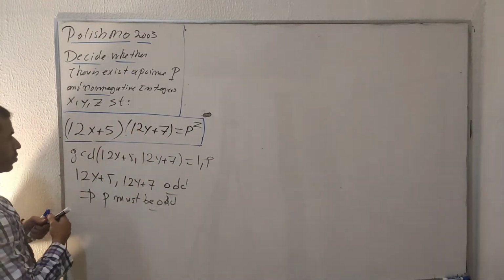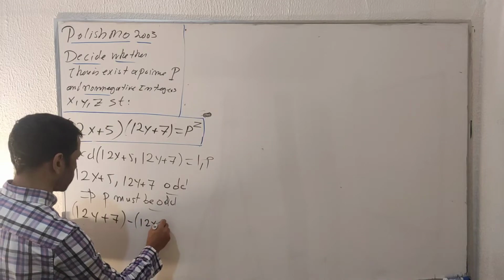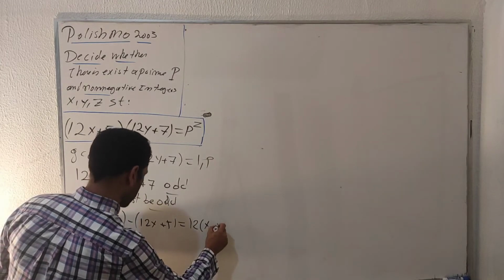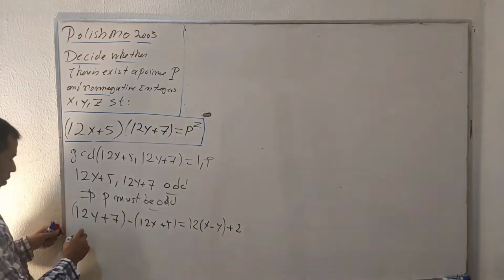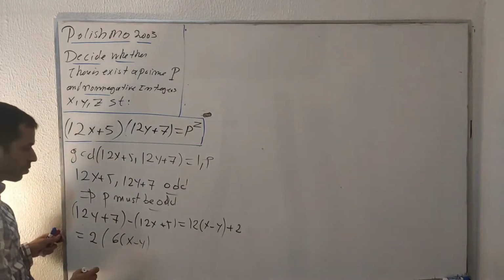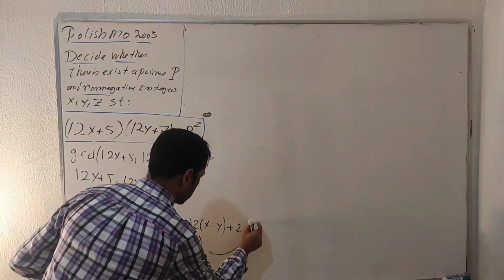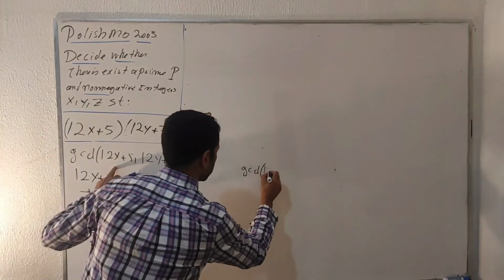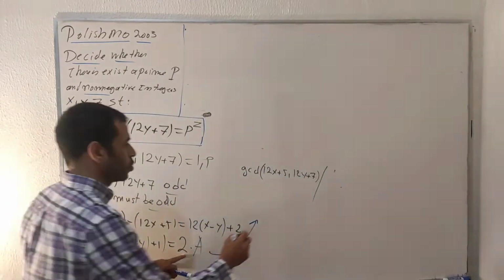Since we have a linear combination between these two terms, I take 12y plus 7 minus 12x plus 5. So I get 12 multiplied by (y minus x) plus 2. By taking 2 as a common factor here, I get 2 multiplied by (6 times (y minus x) plus 1) equals 2 multiplied by capital A. This one is telling us the GCD of these two terms, 12x plus 5 and 12y plus 7, divides capital A.